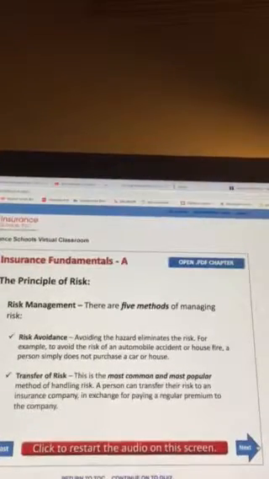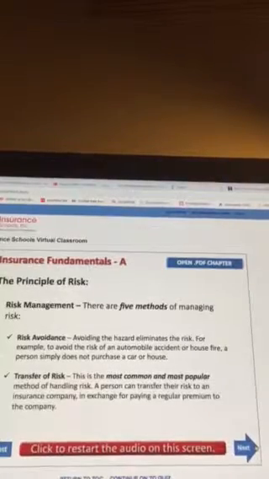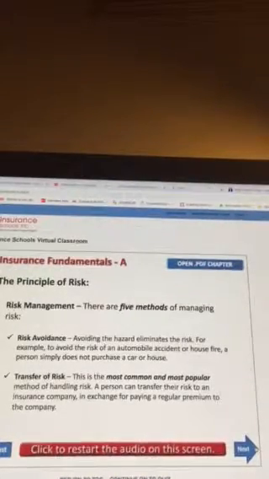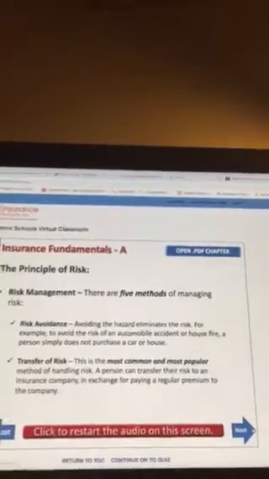The next risk management method is the transfer of risk. This is the most common and most popular method of handling risk. A person can transfer their risk to an insurance company, in exchange for paying a regular premium to the company.